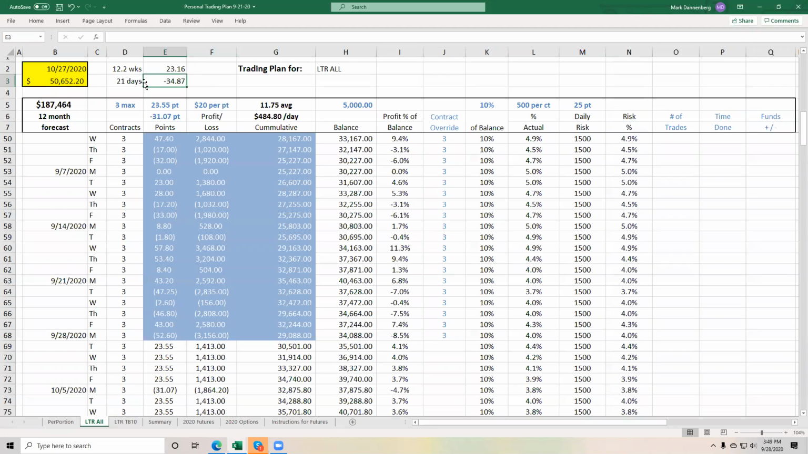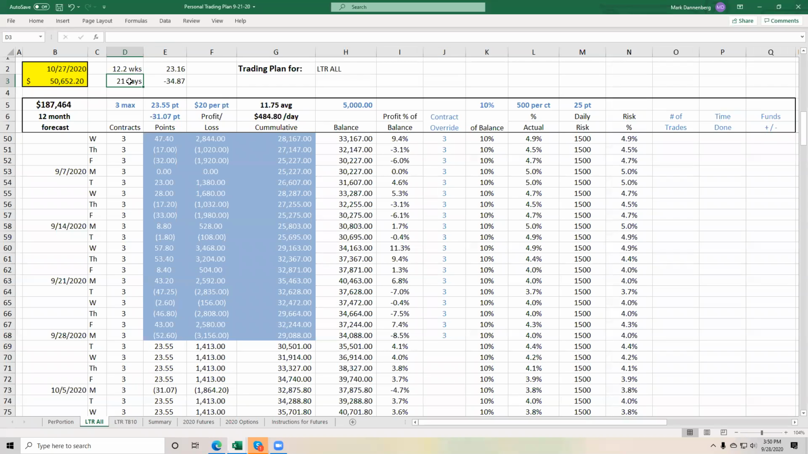Now both of these numbers are influenced by one other thing. The plan, when you start with a brand new 12-month, 52-week plan, the plan assumes that you're going to have a loss approximately once every 5 days. 1 out of every 5 days is going to be a losing day.